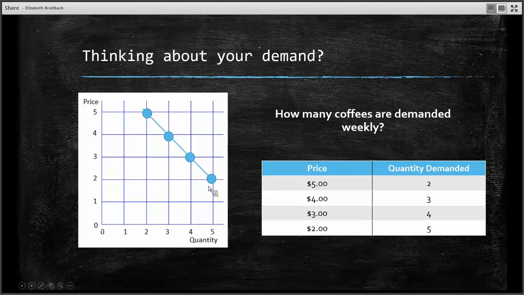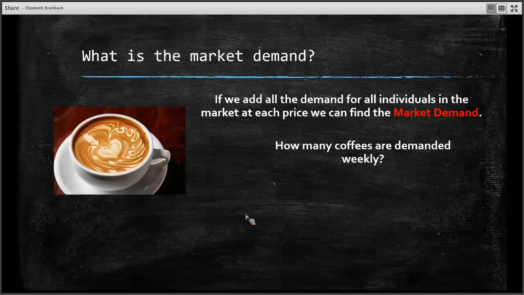And we can connect these points, and this is our demand curve. And so this is for our individual. So we have an individual demand curve, and we can see the willingness and ability of an individual to consume coffee at all of these different prices. We can then also think about the market demand.